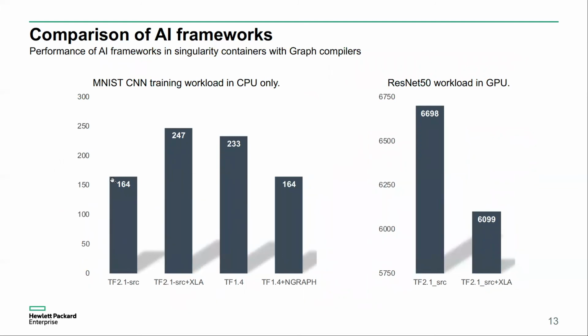Here, we show the performance of TensorFlow with graph compilers XLA and nGraph. XLA is supported in most versions of TensorFlow, whereas nGraph works only in 1.4. For MNIST on CPU, XLA slows the application, whereas nGraph improves the performance by 30%. For ResNet on GPU, XLA improves the performance by 9%.